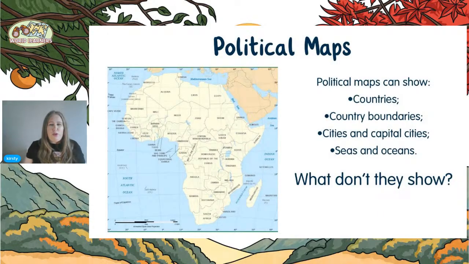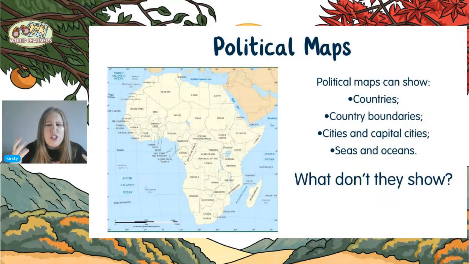Now we just saw a political map of Australia, and here's another example. Can you tell me what that continent is? Who can tell me? So political maps, they can show countries' boundaries, so the shape of each individual country, where its boundary line is. They can also show the cities. Some of the main cities might be shown on a political map, and the capital cities in particular. And yes, Ezra, that's Africa. Well done. And we've got the seas and oceans as well that surround that area of land. That would be shown on a political map, the names of those seas and oceans.